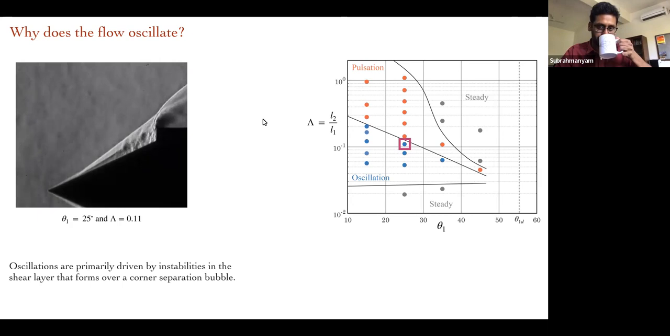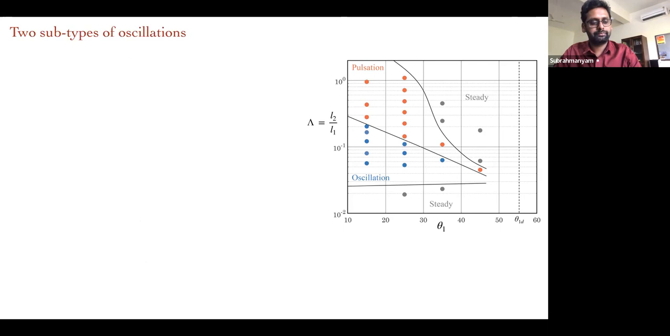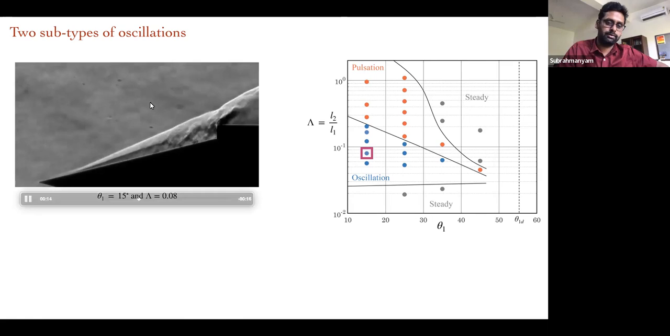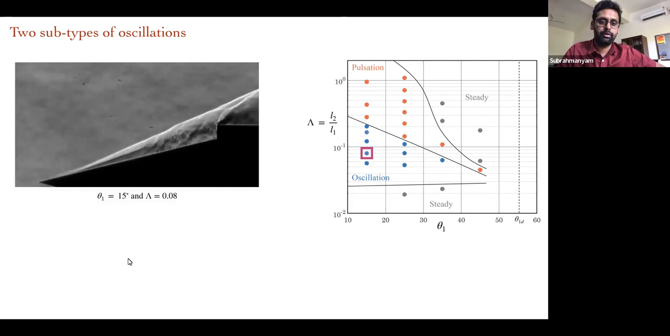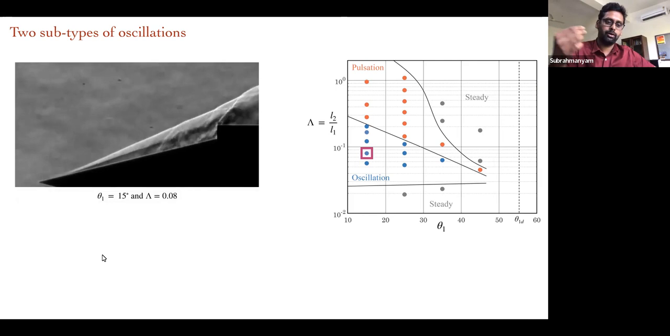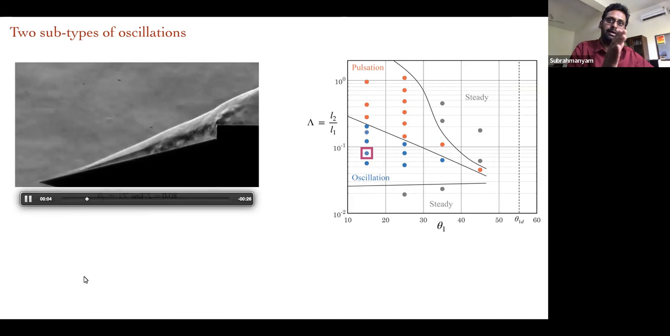All right. One of the very interesting things that we found in the study of this oscillation type unsteadiness is the following. We saw that there are actually two different types of oscillations that occur. The first is what we labeled as free oscillation. I'll talk about that for a minute here. Look at this example where theta 1 is 15 degrees and lambda is 0.08. If you watch this Schlieren video carefully, you can see that the separation point is executing periodic excursions back and forth along the cone surface. Watch this separation point here, and you can see that it executes periodic excursions back and forth.